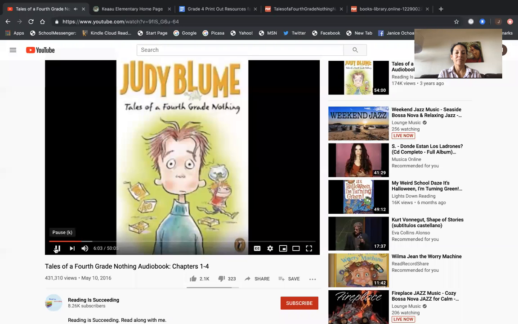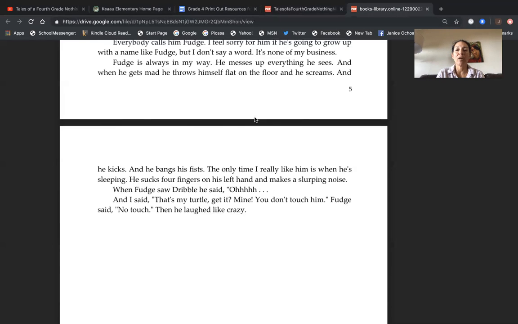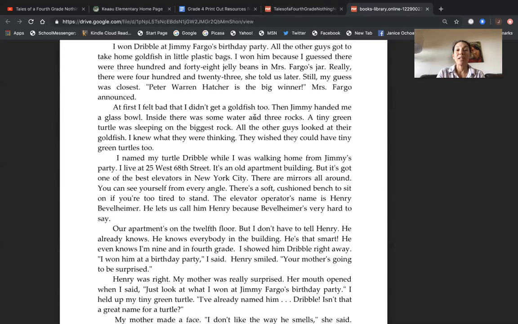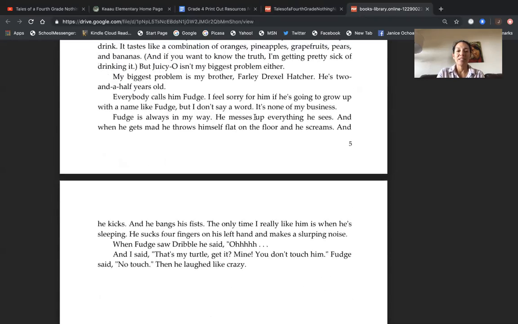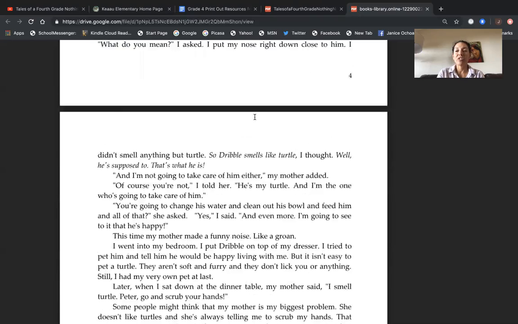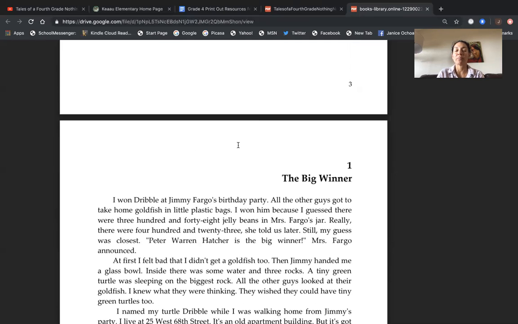Chapter 2. All right, so we're going to stop there. We read chapter 1, and let's just talk about chapter 1. So in chapter 1, you met quite a few characters, right? You met Peter, you met Dribble the turtle, Peter's mom, and you met Fudge. And Fudge is going to bring a lot of joy and laughter to your life throughout this book.